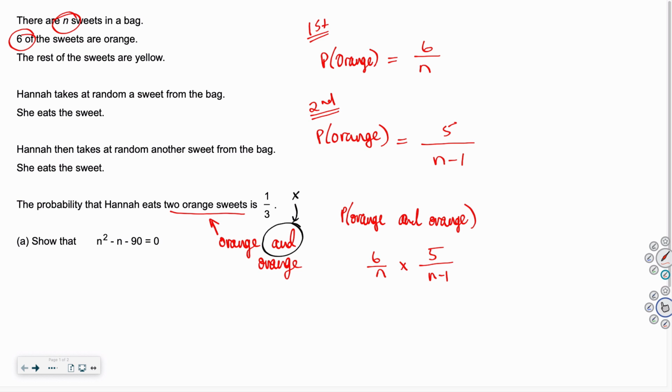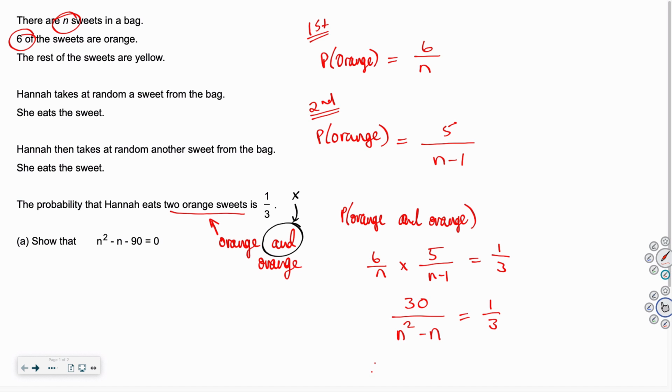And we're told that the probability of eating 2 orange sweets is a third. So we can set that probability equal to a third. Now we can do some manipulation on the left-hand side, top times top and bottom by bottom. So that's going to be 6 times 5, which is 30, divided by n times n minus 1, which when you expand gives n squared minus n. And that's still equal to a third.